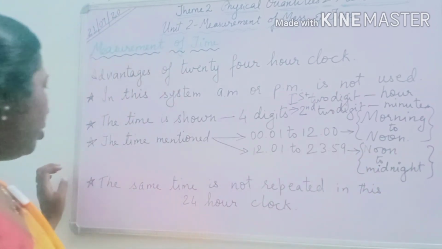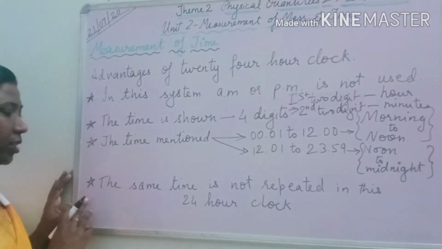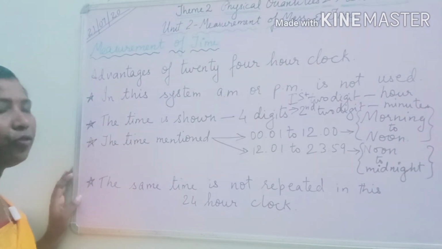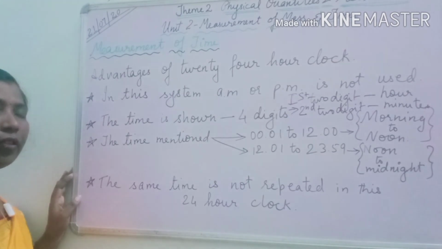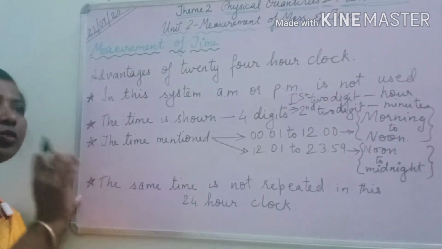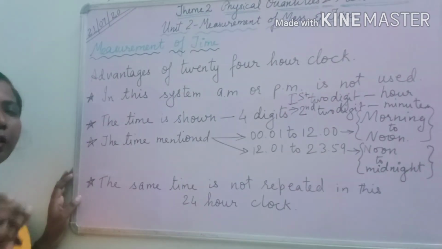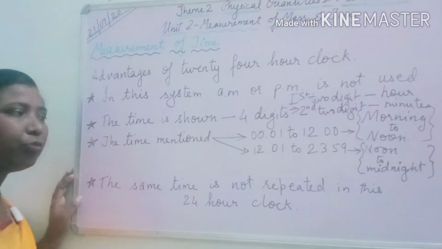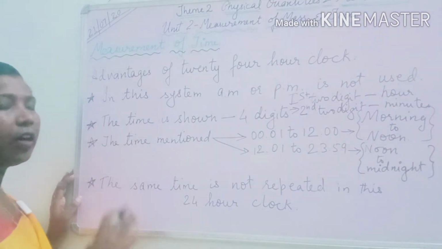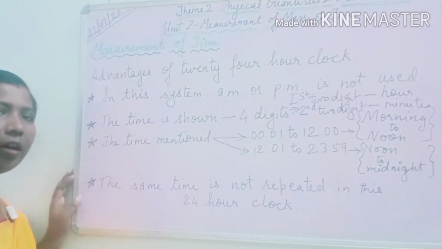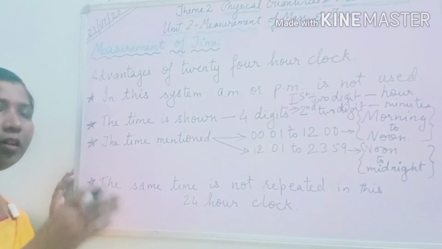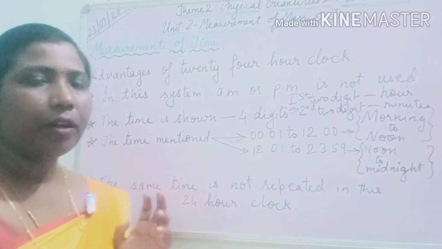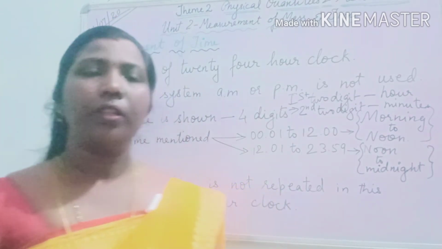Now the last advantage is that the same time is never repeated in the 24-hour clock, because the hours move from 1 to 24 only, and it will not move more than that. They are never repeated in the 24-hour clock. Is that clear, students? I hope you all understood this session. Thank you, students.